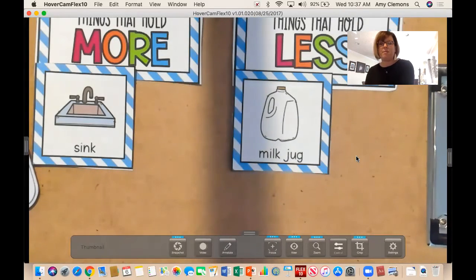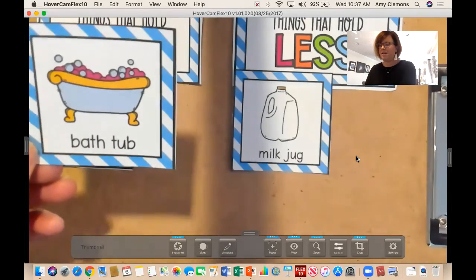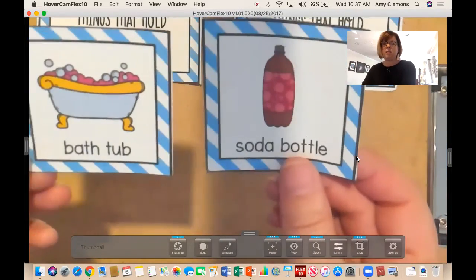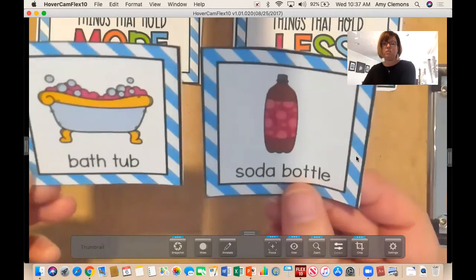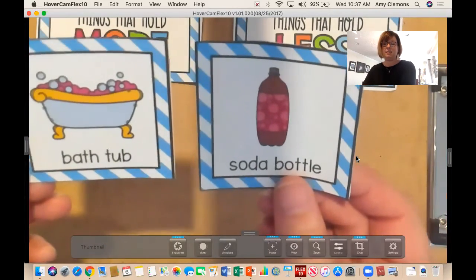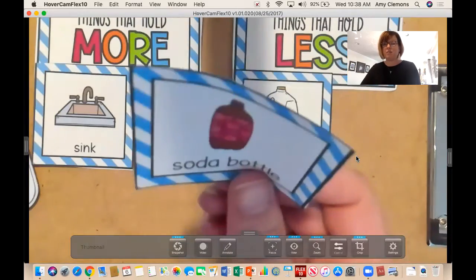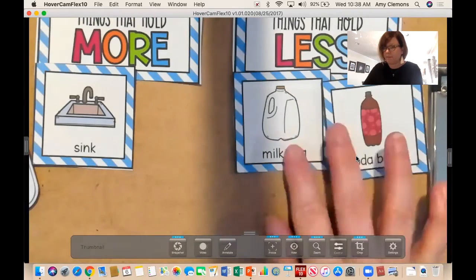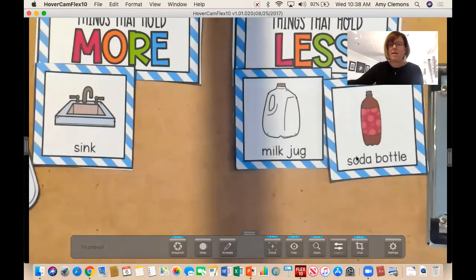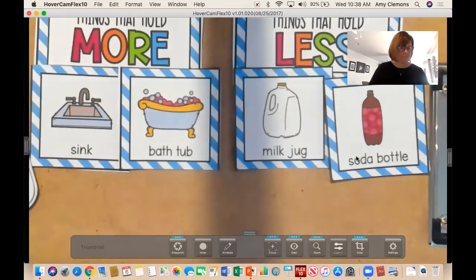All right, let's do another comparison. We have a bathtub. We're going to fill that thing up with some water and a soda bottle. Which one of these holds less? That's right, your soda bottle holds less amount of fluids, right? So the volume in here is less, so we're going to put it there. My bathtub holds more. It would hold more water.